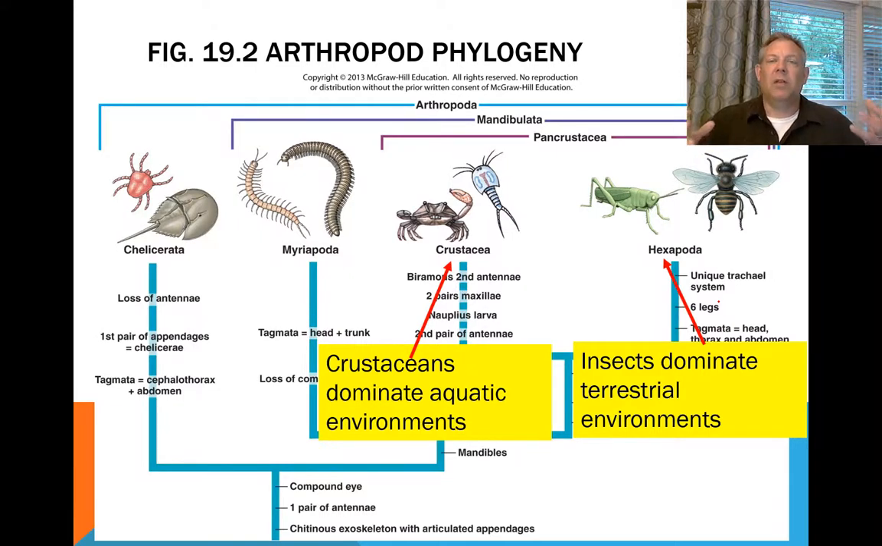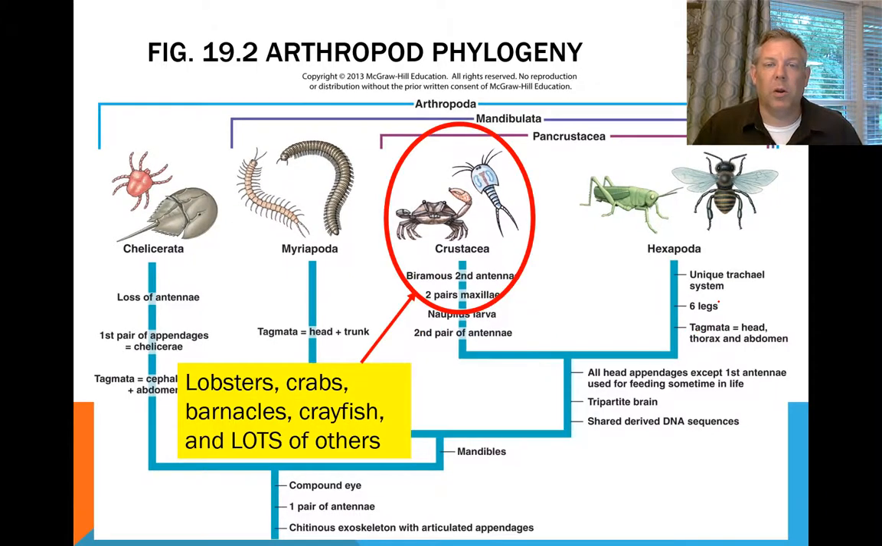And so one big difference here is the crustaceans dominate aquatic environments. They're like aquatic insects. And then, of course, the hexapoda, which are mostly insects, dominate the terrestrial environment. And so you've got these two groups that have evolved in different environments, but they've come to dominate those environments by sheer numbers of species and biomass and importance. There's just no question that these are very important organisms.